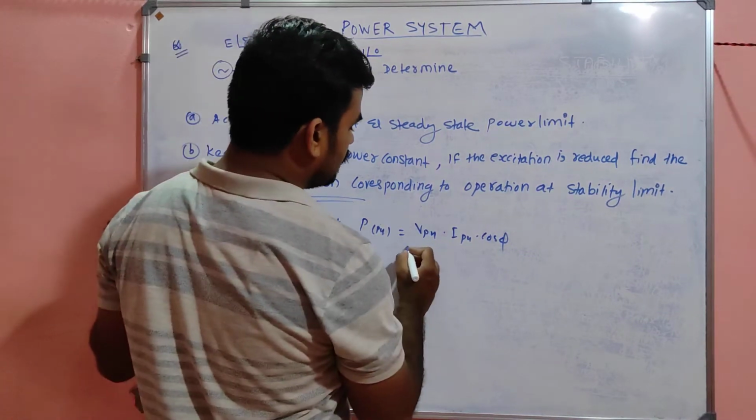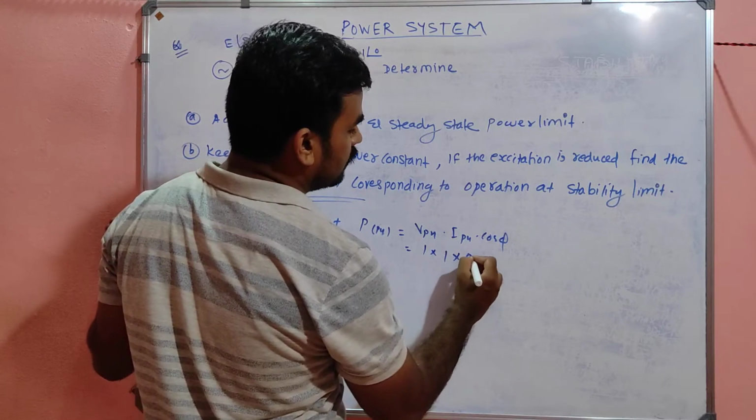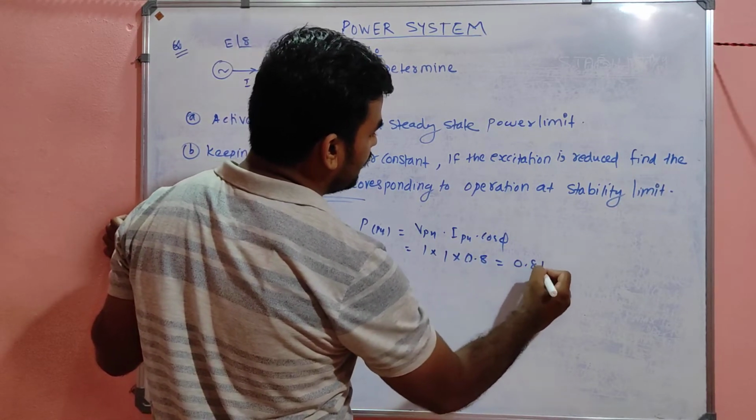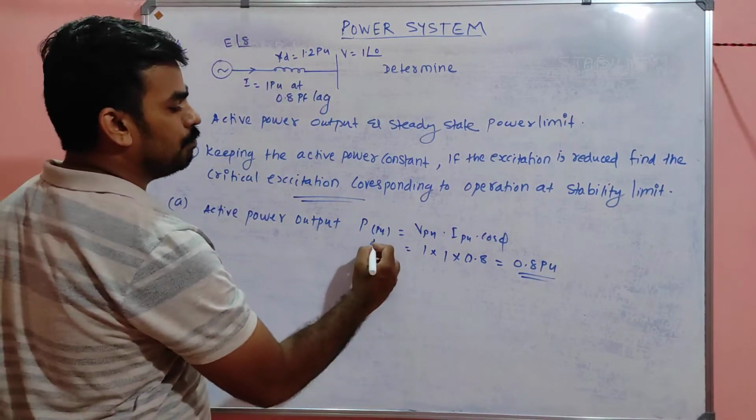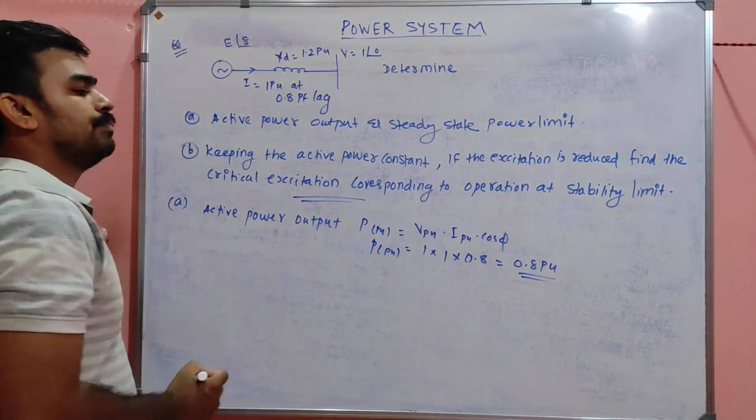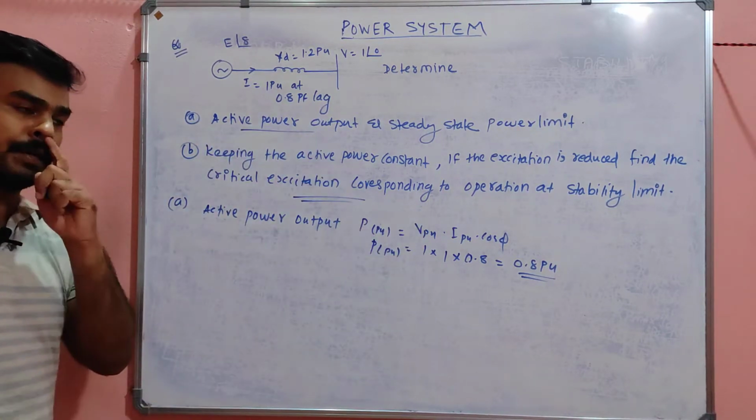So V per unit is 1, I per unit is 1, and cos phi is 0.8. So 0.8 per unit will be the active power output, that is P per unit. So for this question, the answer will be 0.8 per unit.